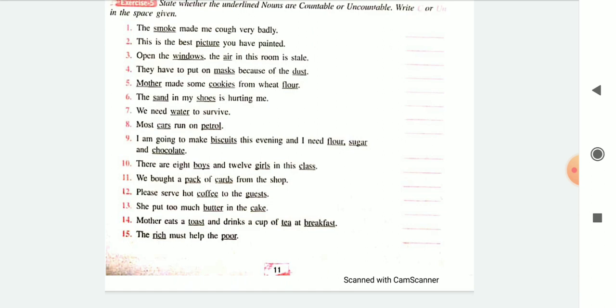So let me end this session here itself by completing lesson 2. Please try and finish all the exercises on time. The lesson is not difficult. We have already done nouns before. Please listen to this lecture properly, understand, and complete the exercises as soon as possible.